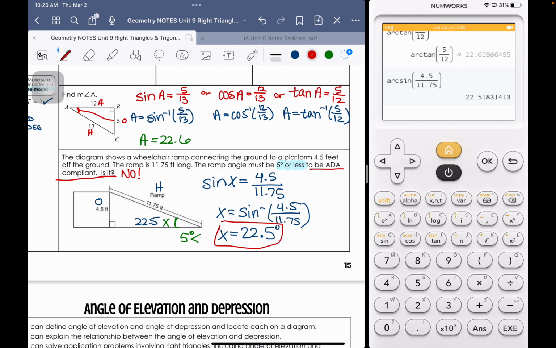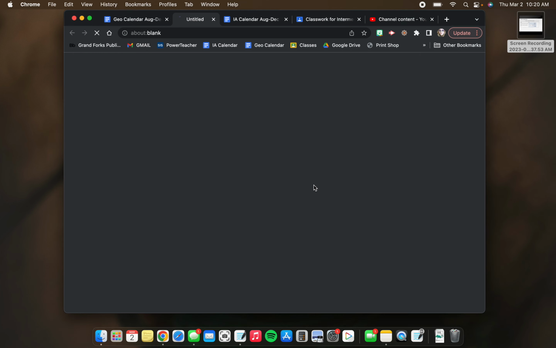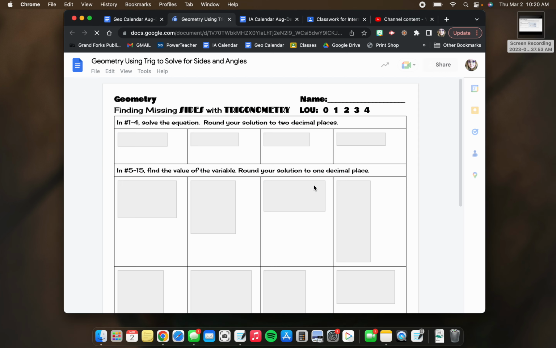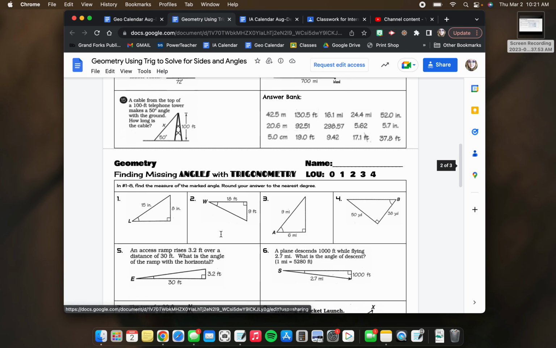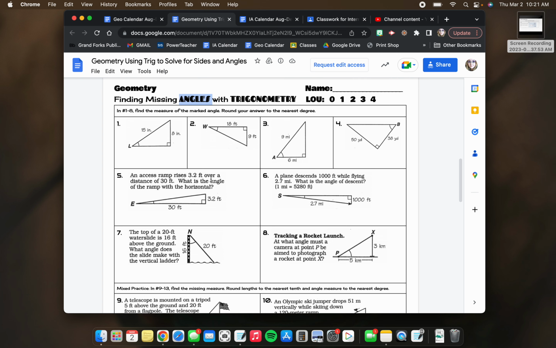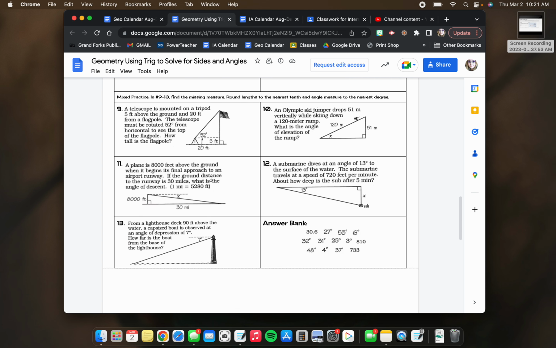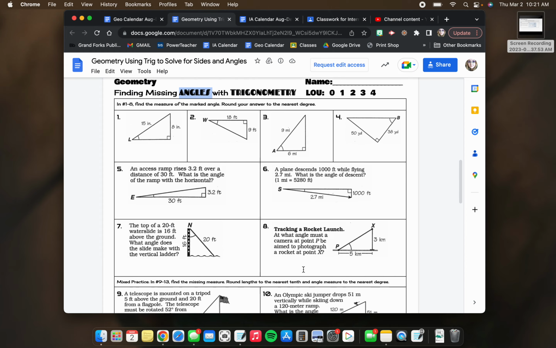Okay, so then our homework is going to be finishing the page from yesterday. So here's a calendar. This is yesterday's homework, but now you're going to be doing the back side where it says angles. So now you're going to be doing the back and solving for angle measures. And there's the answer bank down here, so you can be checking your answers as you solve.